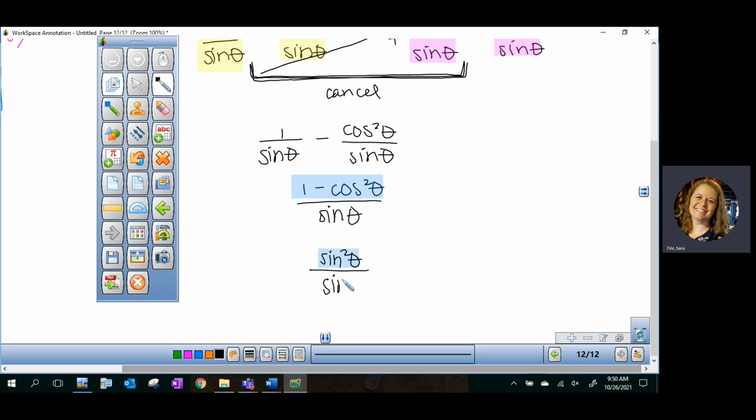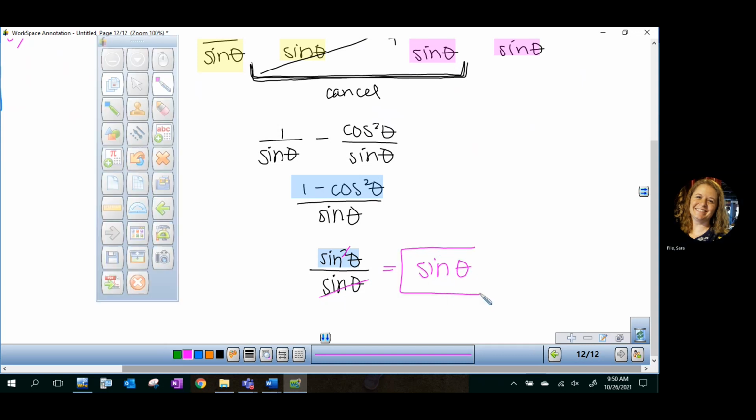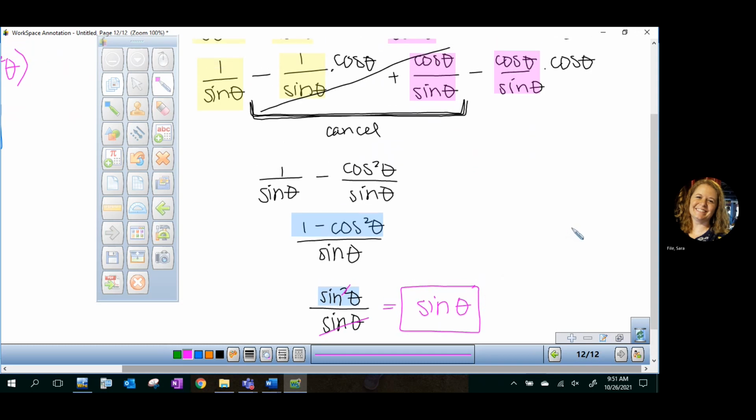And what happens here? Yeah, the sine from the denominator reduces with one of the sines in the numerator. So you're left with just sine of theta. You feel okay about that?